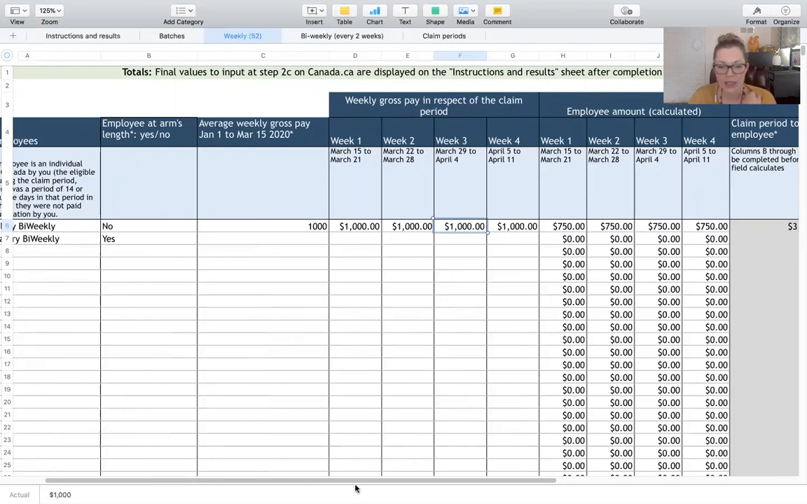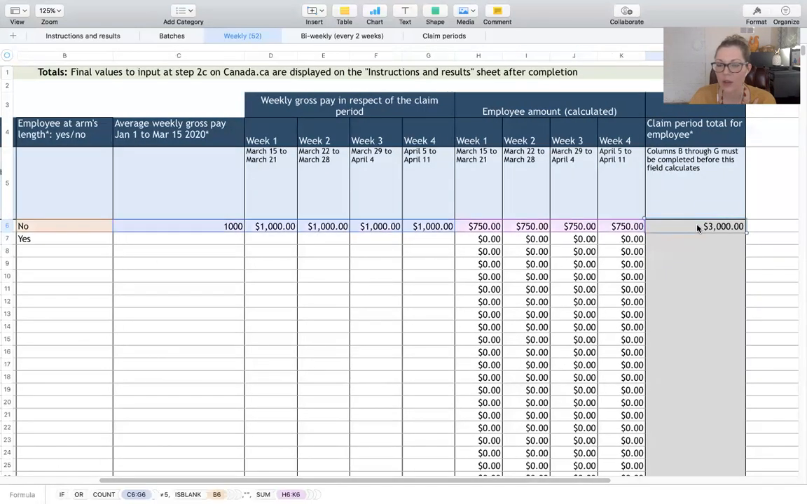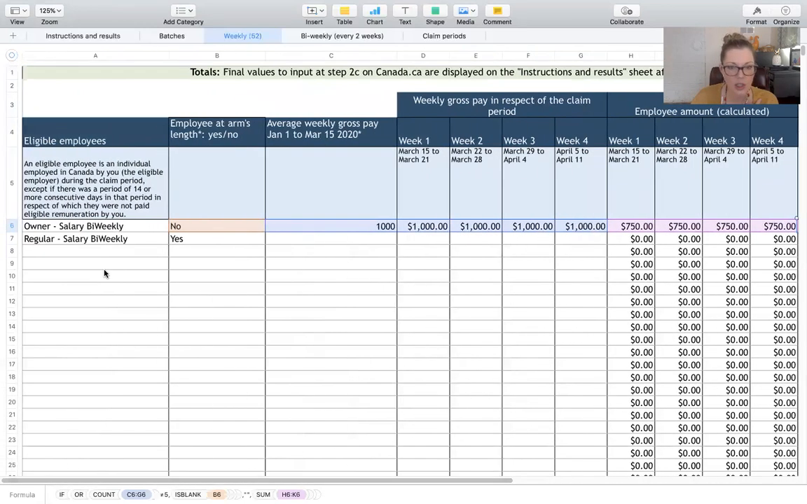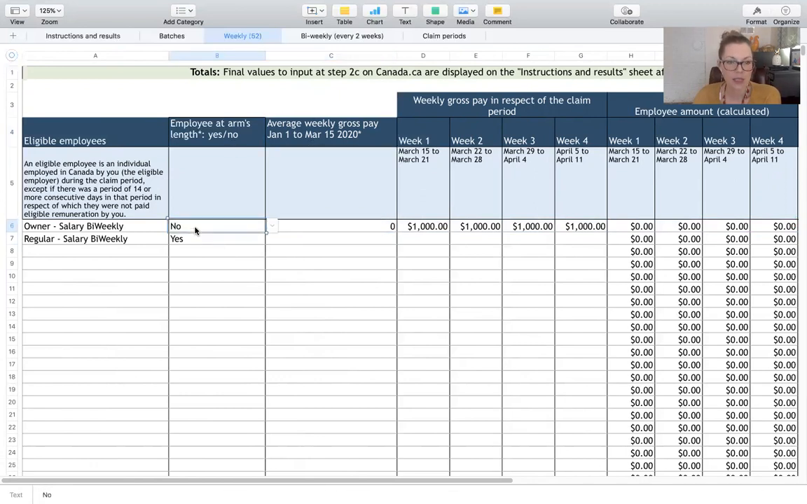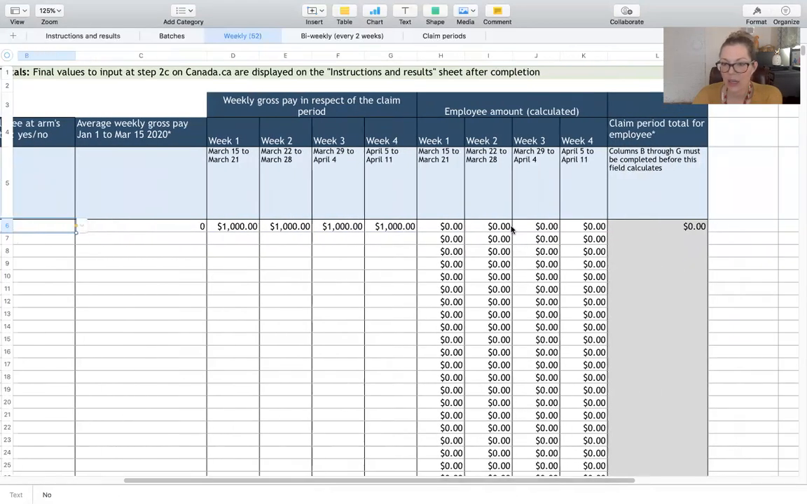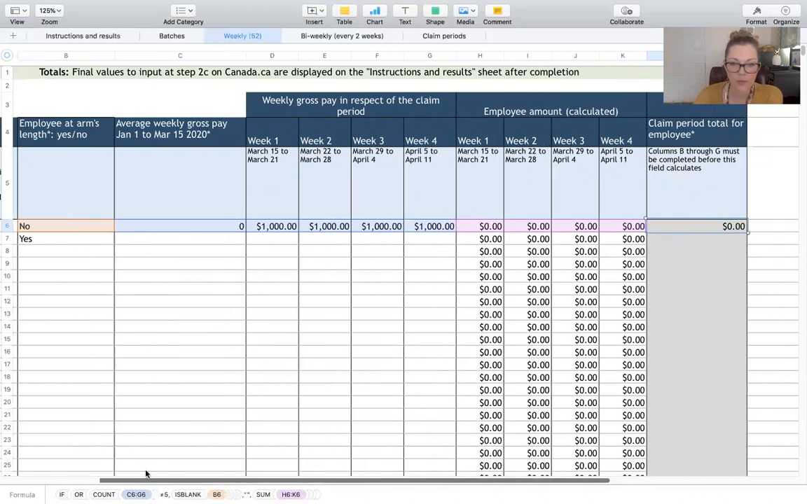So here I've got $750 per week. So I've got $3,000 for this person. Then that makes sense. That's 75%. Now I want to show you how this changes in the scenario if I had 0 pay to myself as the owner during January 1st to March 15th, and I've selected that it's not arm's length, so it's myself, my spouse, my kids, my brother-in-law, whoever, then now I get 0 subsidy. So that is working correctly here. That's the intention of the program.